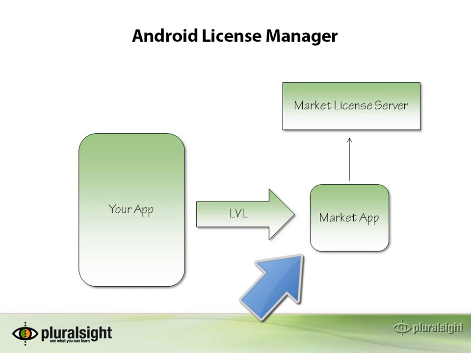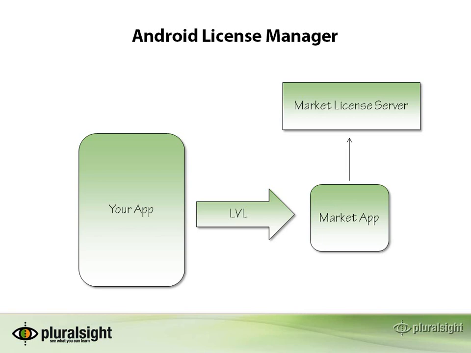Now, Android is using the Market app in this case because the Market app has a high level of security on your device, and Google is able to know that the Market app is an app that they put out, and so they're able to trust requests that come from that application. So in between that, in your app, is the LVL, or License Verification Library. And this is a library that we're actually going to use in order to have our Android application communicate with the Market app and do the licensing.